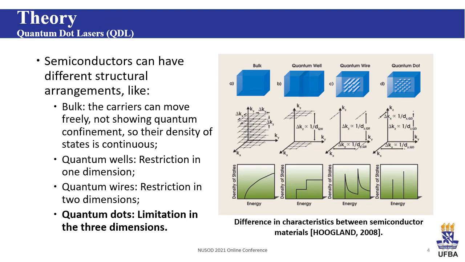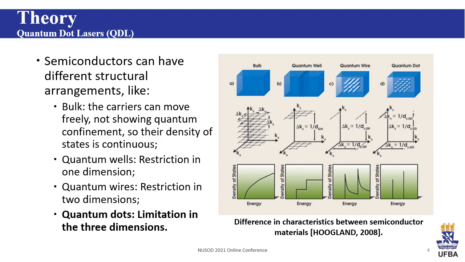To get an idea of the QDL characteristics, here we have a quick explanation illustrated in the figure. The figure illustrates four different types of semiconductors, showing their structural arrangement and their density of states. The first one, the bulk, are the semiconductors with freely moving carriers, not showing any quantum confinement, so their density of states is continuous, like we can see at the bottom left of the figure.